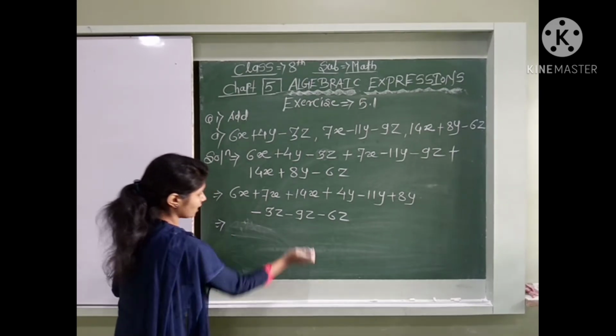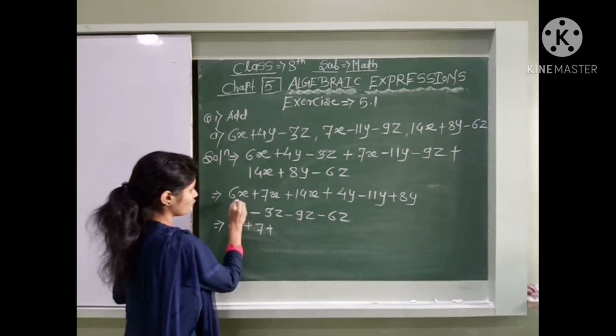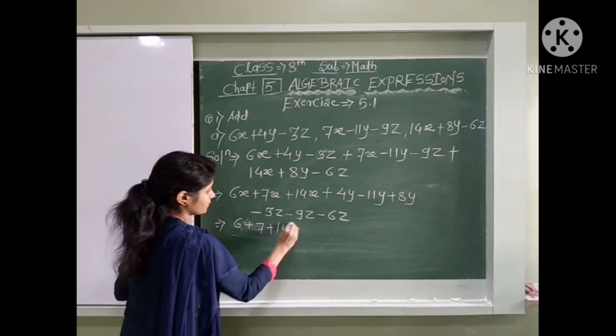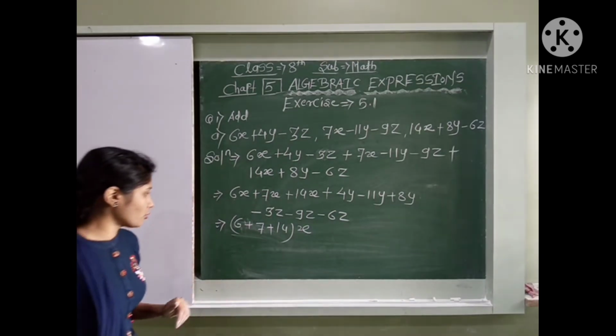You are feeling a little confused. So 6 plus, we can firstly separate their constant coefficients. 6 plus 7 plus 14, and write the variable x. This type of method we can also use to solve. Okay, no problem.